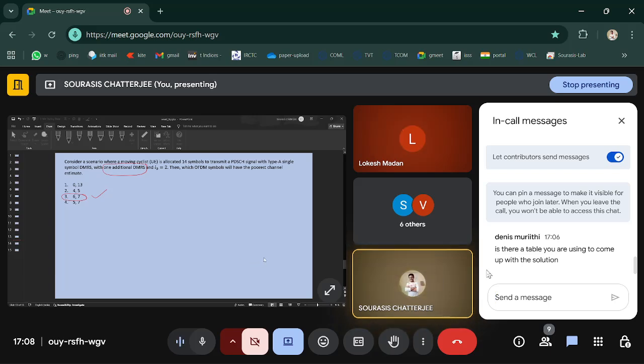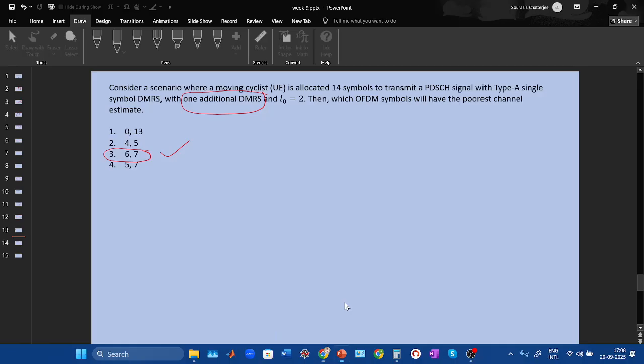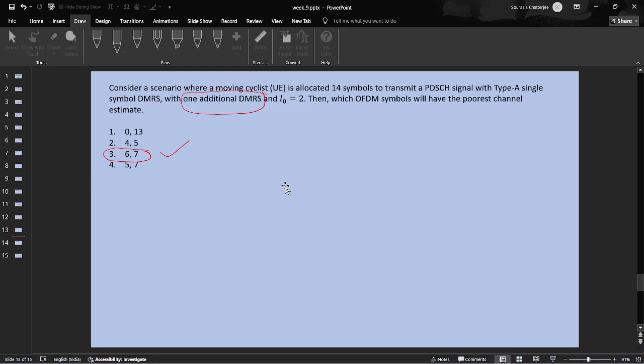Dennis, you mentioned is there a table you are using to come up with the solution? No, actually, in this question it's not about the table. See, we have a slot, right? So here it's mentioned, let's say 14 symbols are assigned to PDSCH. So, just a minute.